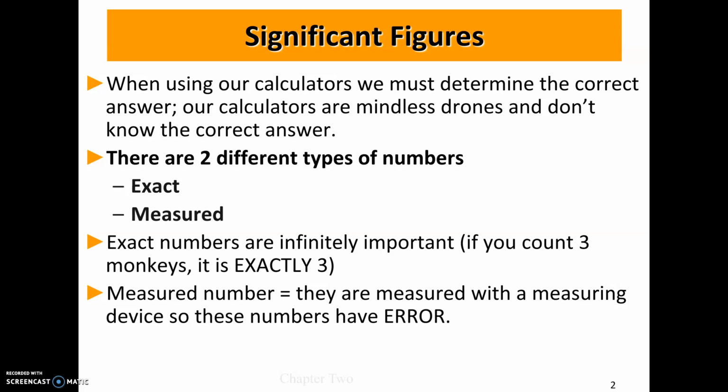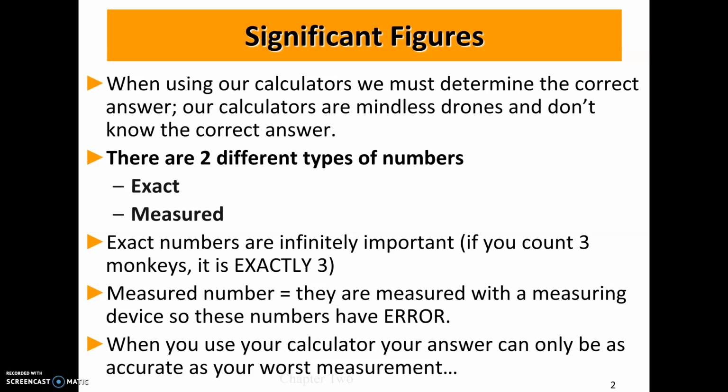For example, some balances only measure to the tenths place. Other digital balances will go to the thousandths place. They are a more precise balance. And if you needed to measure a tiny, tiny amount, you wouldn't be able to measure it on a balance that only goes to the tenths place. If I need exactly 0.211 grams of something, and my balance only goes to the tenths place, it would be impossible for me to get exactly 0.211. And the same is true with any measuring device.